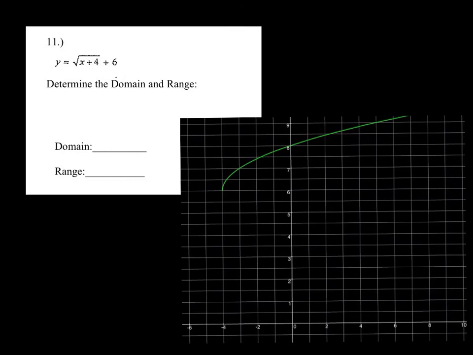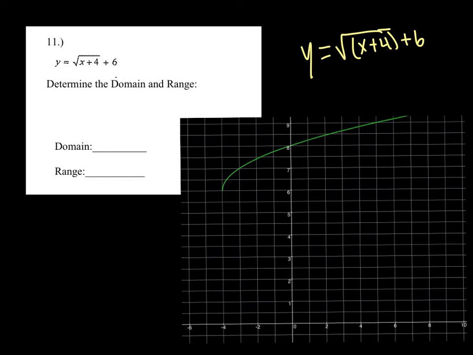The last one I'm going to do with you guys is number 11, and that is the function y equals the square root of x plus 4 plus 6. So I graphed it on my calculator, and be careful when you guys are putting this in that the square root should only be over the x plus 4. The plus 6 should be separate and not underneath that radical when you guys are typing it in the y equals equation of your calculator.